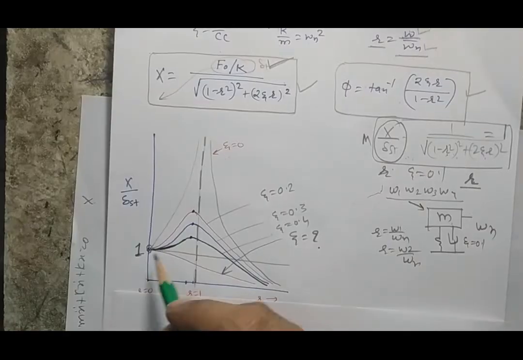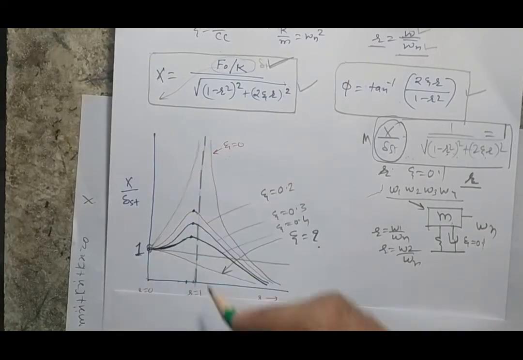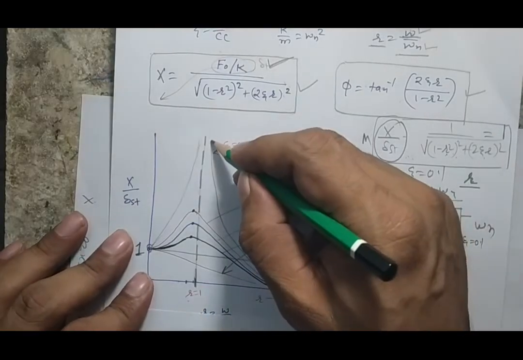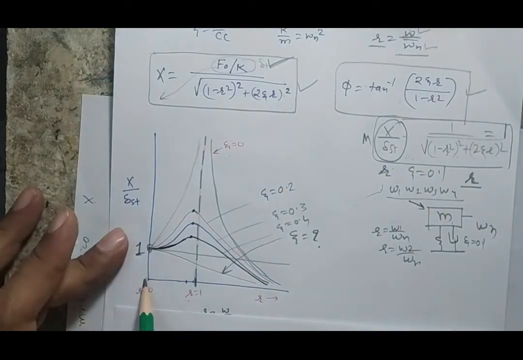Then as the r value will increase, the response amplitude will increase. After crossing the resonating condition, which is r equal to 1, the response amplitude will decrease, and finally it will go close to the 0 value.